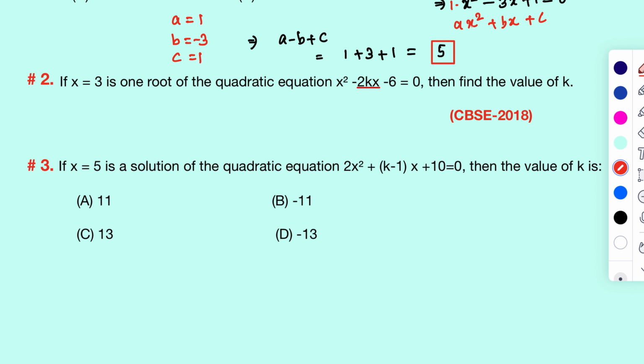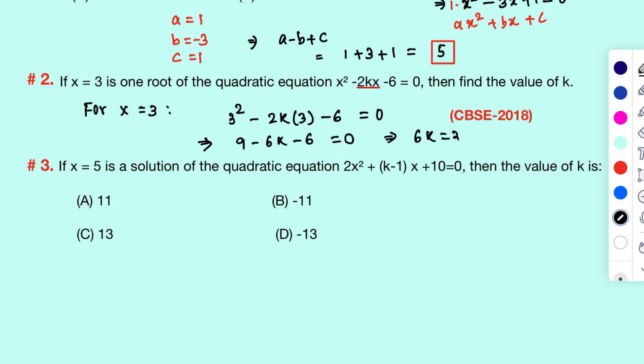Now for the second question, if x is equal to 3 is one root of the quadratic equation, you put the value of x in the equation. So you will get 3 square minus 2 times k into 3 minus 6 equal to 0. This implies 9 minus 6k minus 6 is equal to 0. So we will get 6k is equal to 3, or k will be 3 by 6, which is equal to 1 by 2.